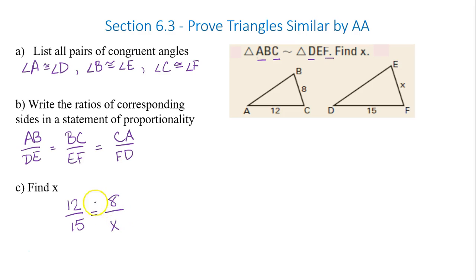Now at this point, do your cross multiplication. So multiply this and set it equal to these two multiplied. So 12x is what we get. And then that is equal to 8 times 15, which is 120. Now divide both sides by 12, and we get x equals 10. And we are done with that example.